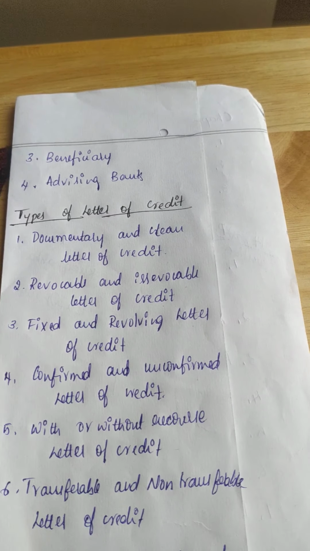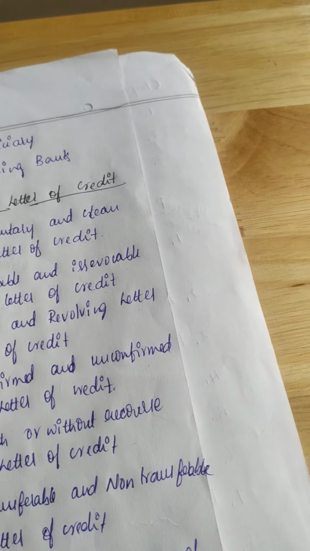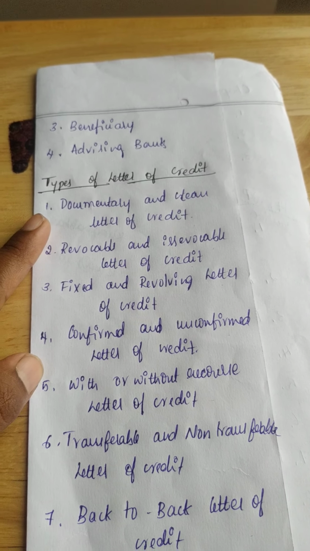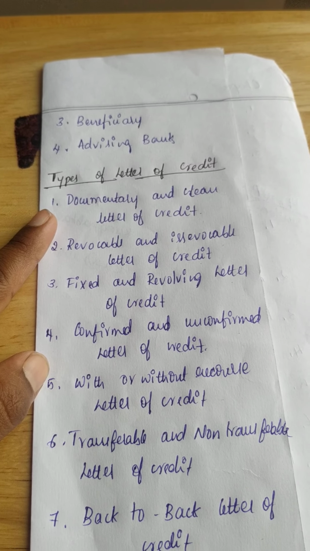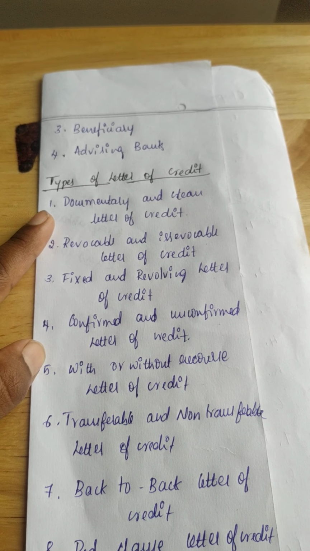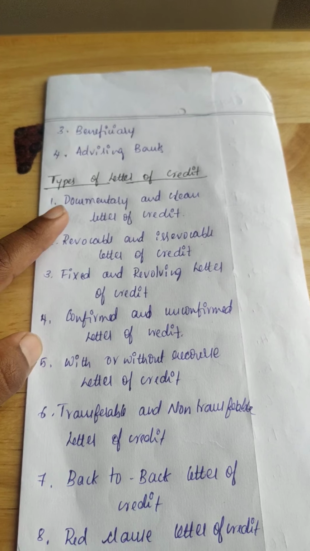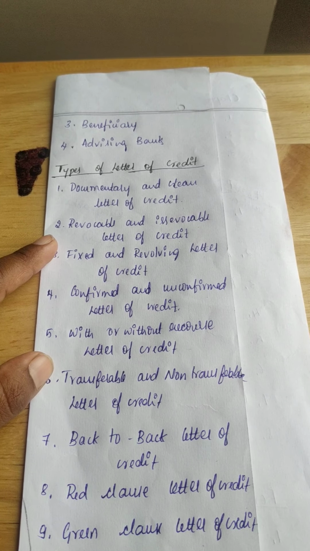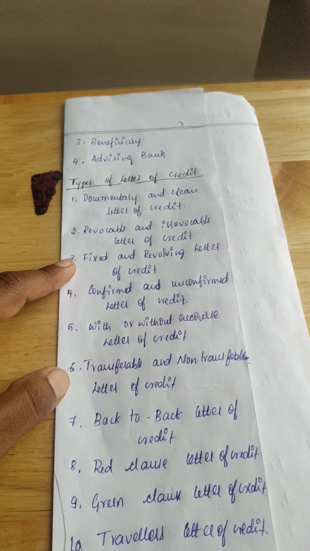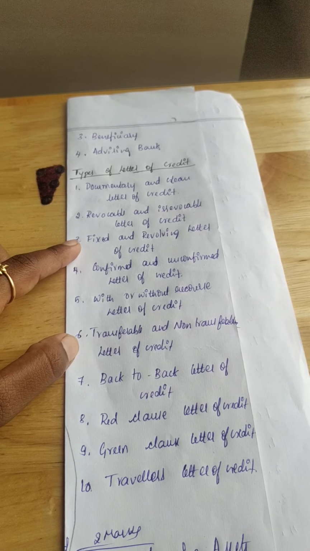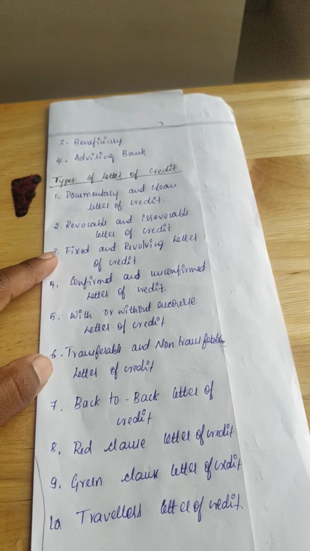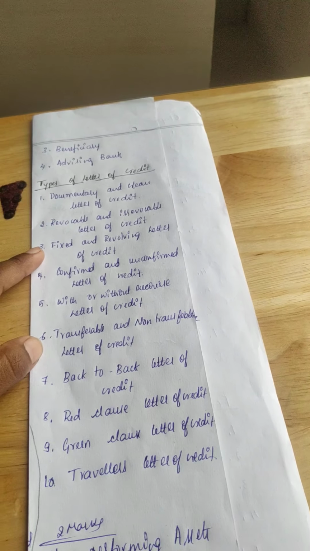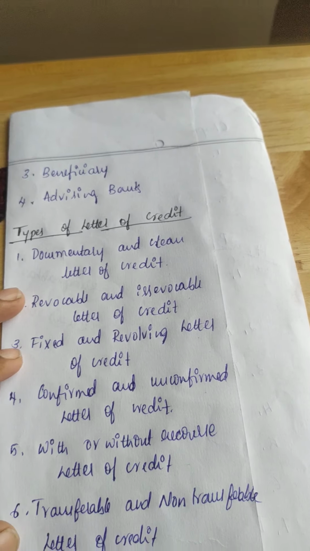Letter of credit can be divided into 10 types. First one is documentary and clean letter of credit, revocable and irrevocable letter of credit, fixed and revolving letter of credit, confirmed and unconfirmed letter of credit, with or without recourse letter of credit, transferable and non-transferable letter of credit, back-to-back letter of credit, red clause letter of credit, green clause letter of credit. Last one is traveler letter of credit or circular letter of credit. Okay, let us discuss one by one.